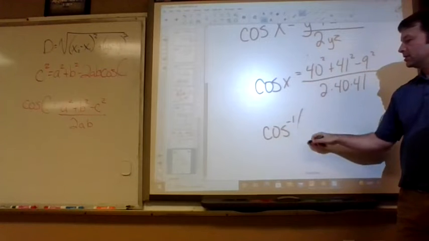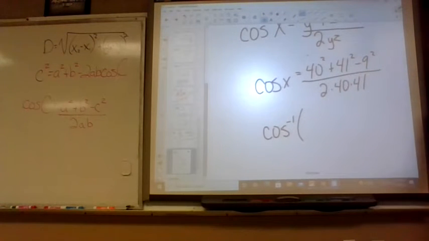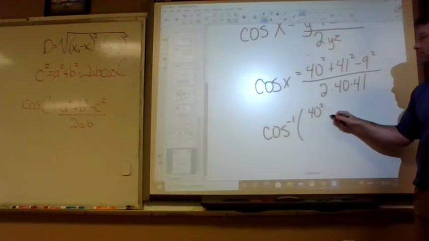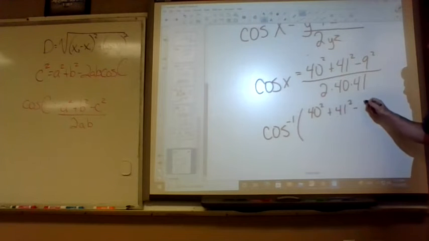Are we finding angle x? Do you guys know how to plug in the answer from what you just got on the last one? You hit second, answer, it's in different places on the calculator. You could do cosine inverse of answer and then hit equals. That would work also. We're finding the angle x, right? Yes. Okay.